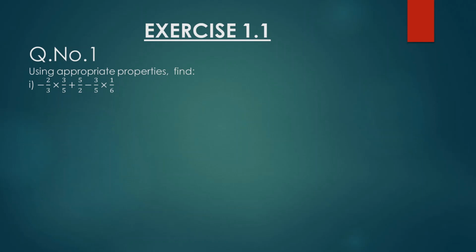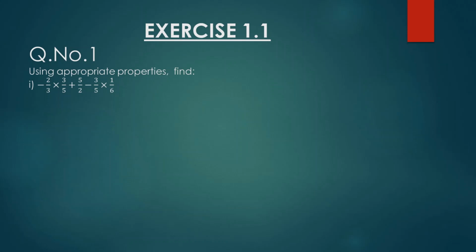Now we can start our exercise. Exercise 1.1, question number 1. Using appropriate properties, find: minus 2 by 3 into 3 by 5 plus 5 by 2 minus 3 by 5 into 1 by 6. In this question, we have to use suitable properties, isn't it?